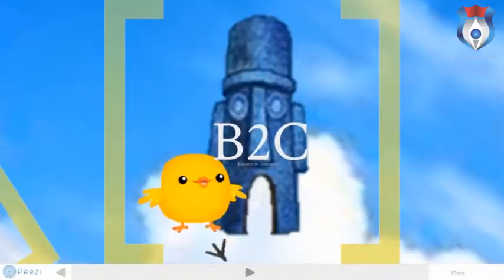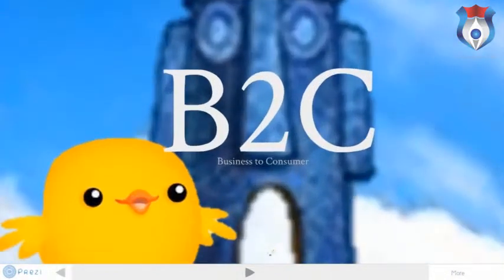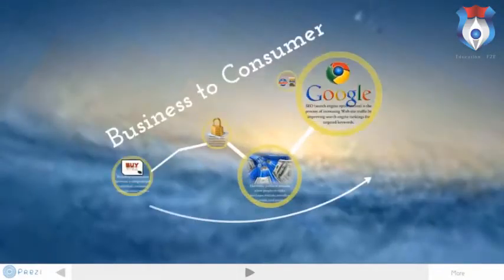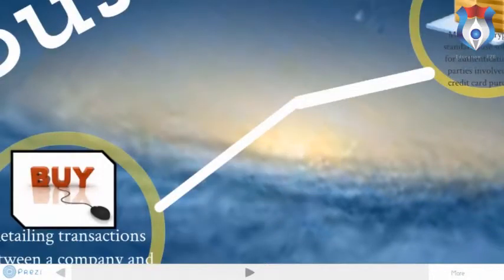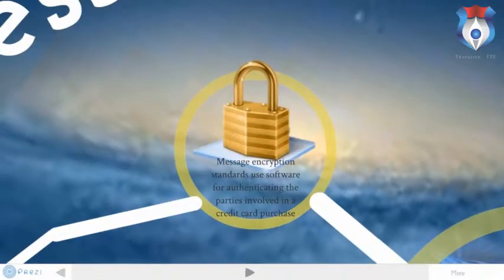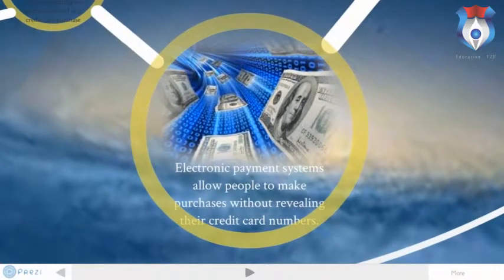The next basic model of e-commerce is B2C, the business-to-consumer company. A B2C company does retailing transactions between a company and individual customers through online service. In message encryption standards, software is used to authenticate the parties involved in a credit card purchase. The electronic payment system allows people to make purchases without revealing their credit card numbers.